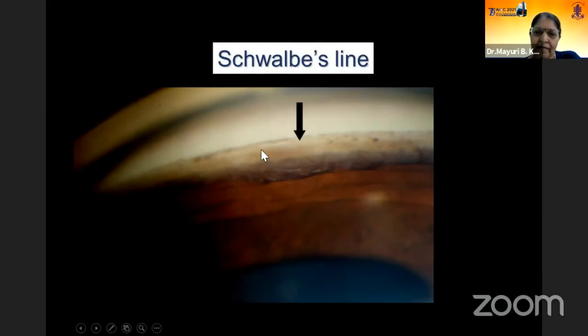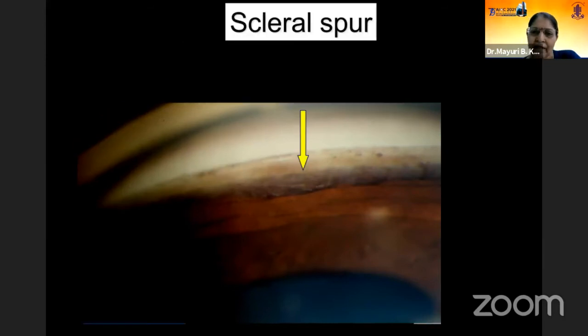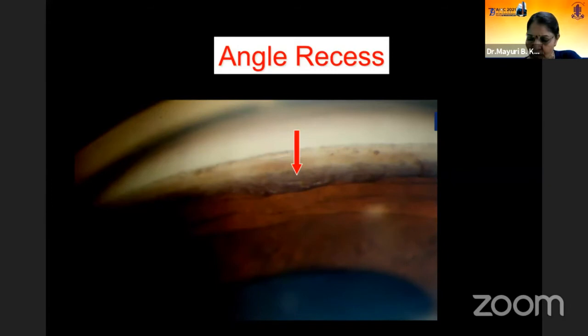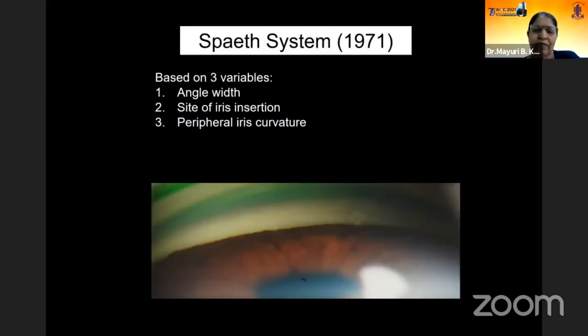The first, that white glistening line that you see, is the Schwalbe line. Next to this are the pigmented and non-pigmented parts of the trabecular meshwork. The white line posterior to that is the scleral spur, and the gray zone that you see in wide open angles is the angle recess. And various classifications are available. It is your own way of doing it.